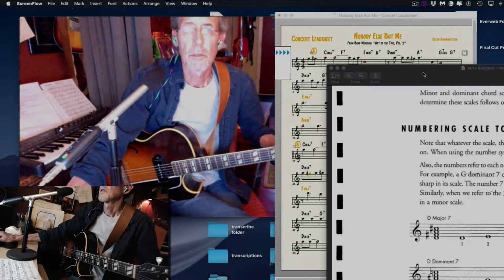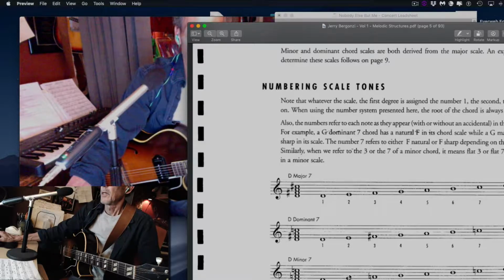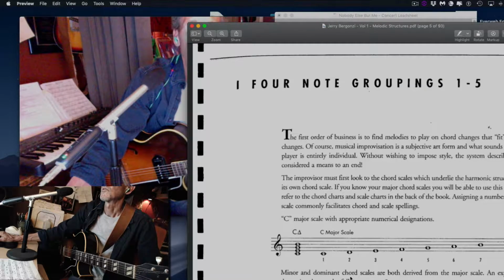Hi, folks. I thought I'd talk a little bit about what Jerry Bergonzi, a great tenor saxophone player and educator, calls tetrachords. What he does is split the scale up into three different parts: 1 through 5, 5 through 9, and 9 through 13. So I'm just going to explain exactly what that means.